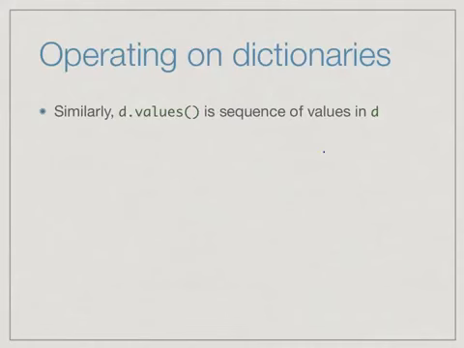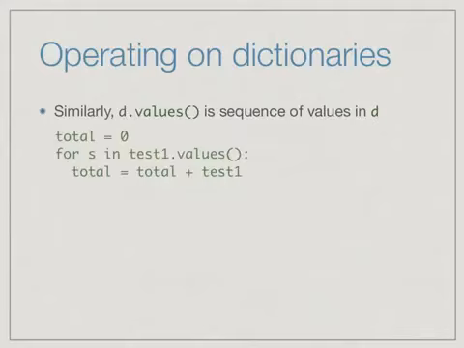So another way to run through the values in a dictionary is to use d.values. So d.keys returns the keys in some order. d.values gives you the values in some order. So this is for example like saying for x in L or something, right? So you just get the values, you don't get their positions. So here you just get the values, you don't get the keys.